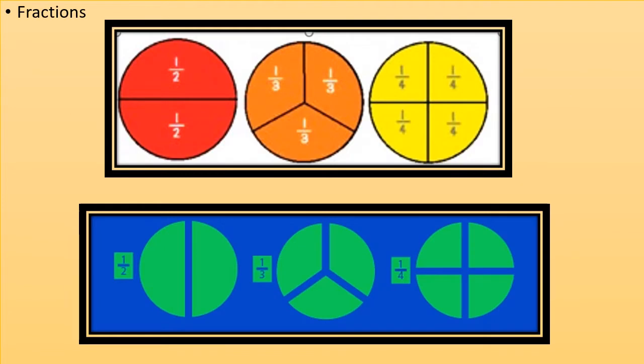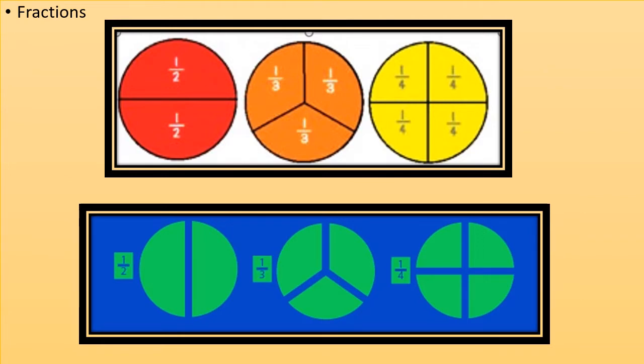Look at the given picture. You will see how a circle is divided into different parts equally and what fraction each part will represent. Now look at the red circle. Here the circle is divided into two parts and each part represents 1 by 2 or half. So one part out of 2.